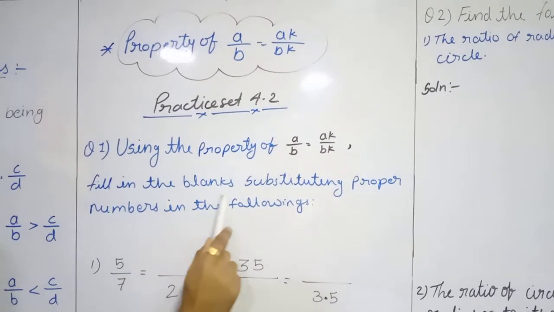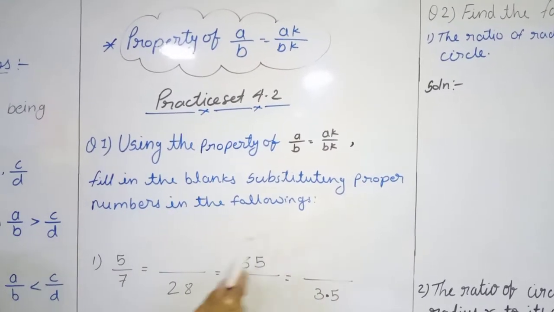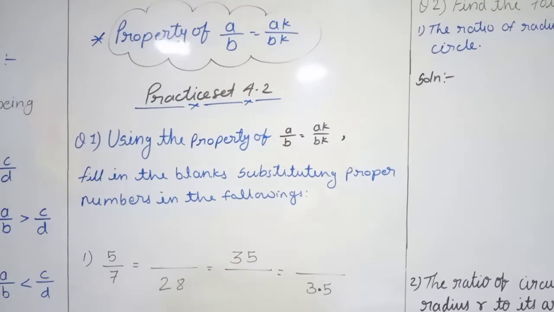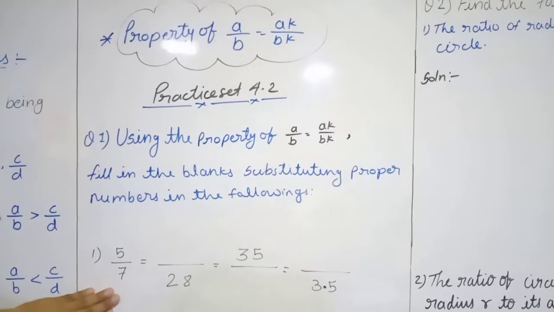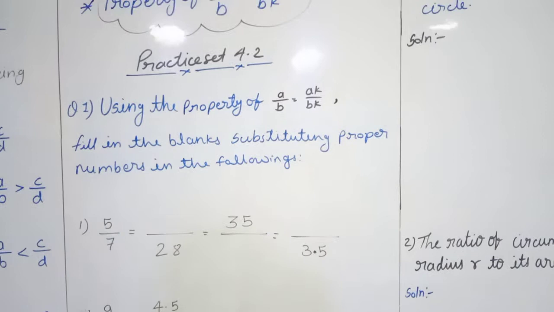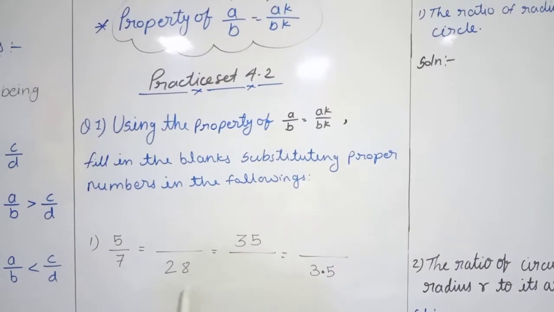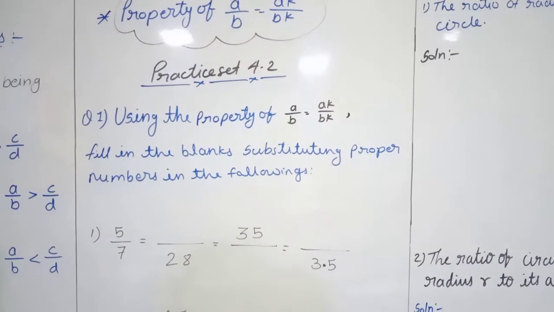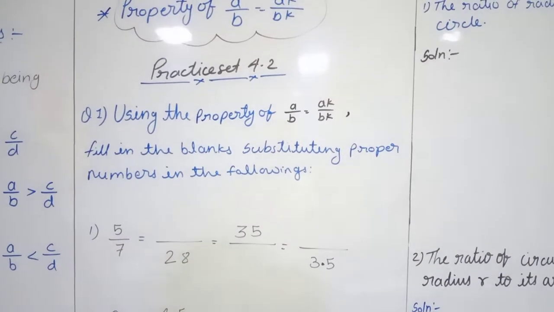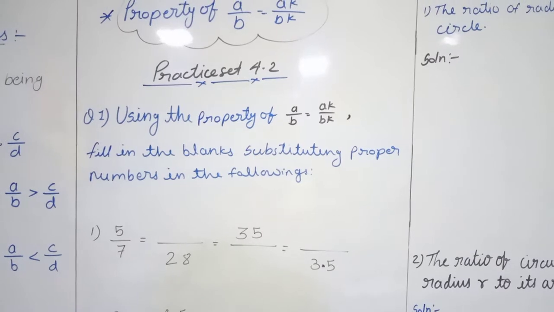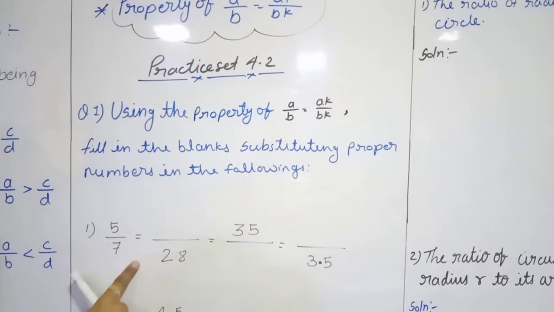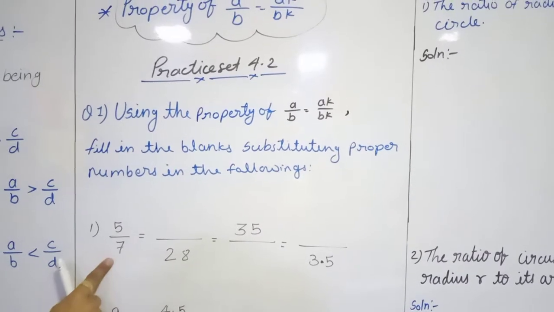fill in the blanks by substituting proper numbers in the following. So here we have sub-question 1. We have the ratio 5:7, which means 5 upon 7. And there we have three different values of that ratio. What we have to do to fill in the blanks: first, take the number we have and find out its relation with the original number.